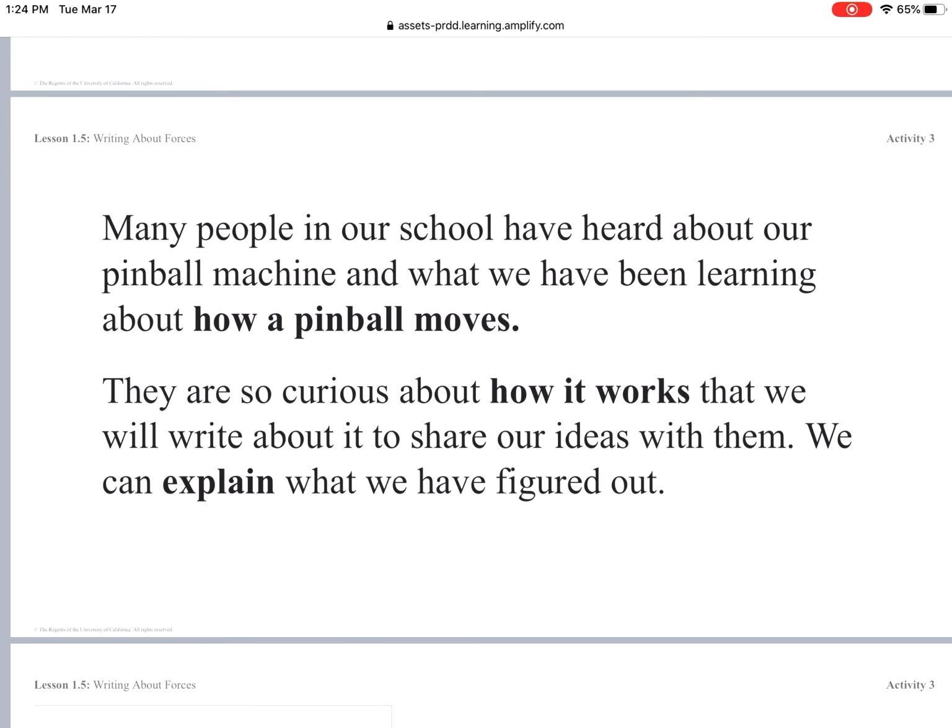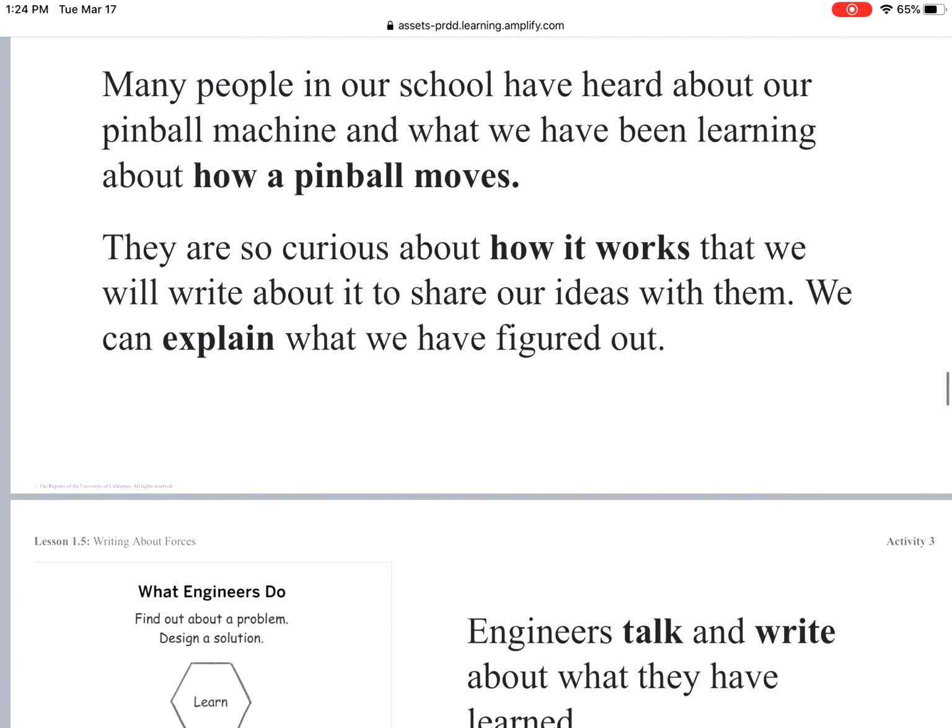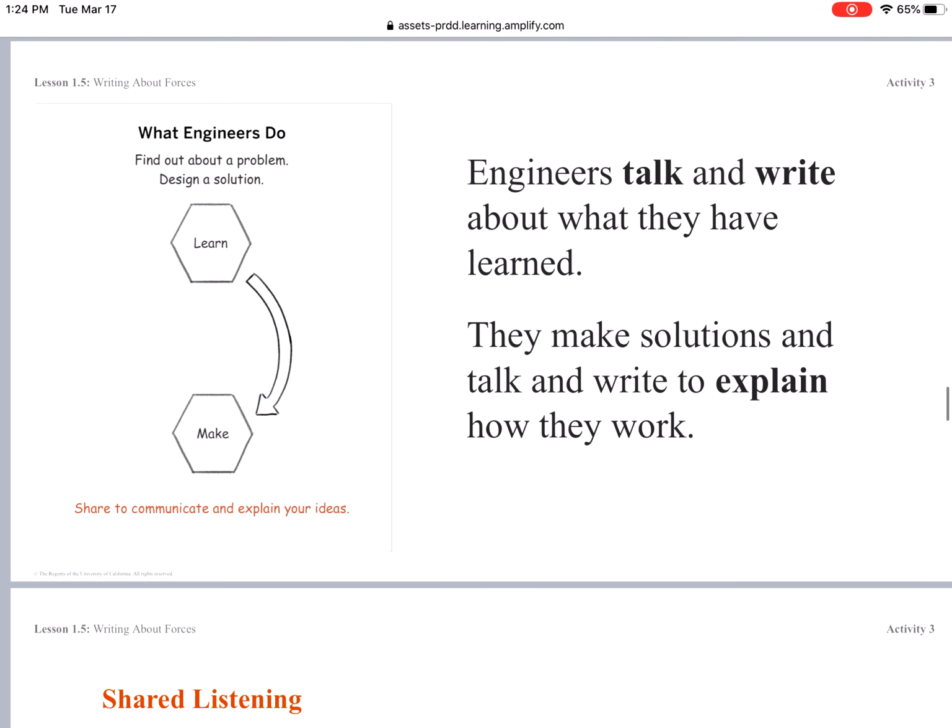Many people in our school have heard about our pinball machine, and that is Miss E. We have been learning how a pinball moves. They are so curious about how it works that we will write about it to share our ideas. Like I said, we're going to write down and share our ideas. We will explain what we have figured out, okay? So, engineers talk and write about what they learn. They make a solution and talk and write to explain how it works. So this is an example of what they did.